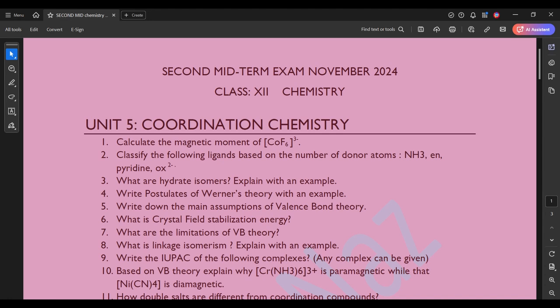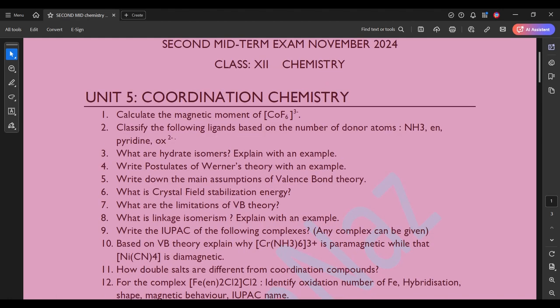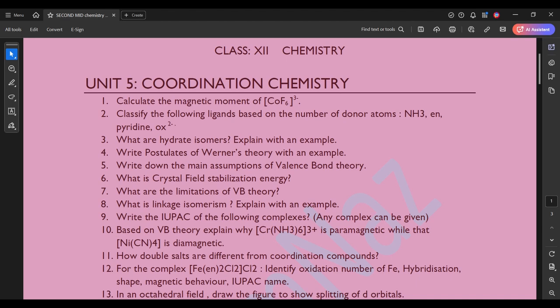The 10th question, based on VB theory: explain why this chromium complex is paramagnetic while that nickel complex is diamagnetic. It is a 5 mark question asked some three or five times in the public exam too, and it is a book back question. How are double salts different from coordination compounds? It can be asked in 2 marks as well as 3 marks. If it is asked in 2 marks, write 2 points, and if they ask in 3 marks, write 3 points.